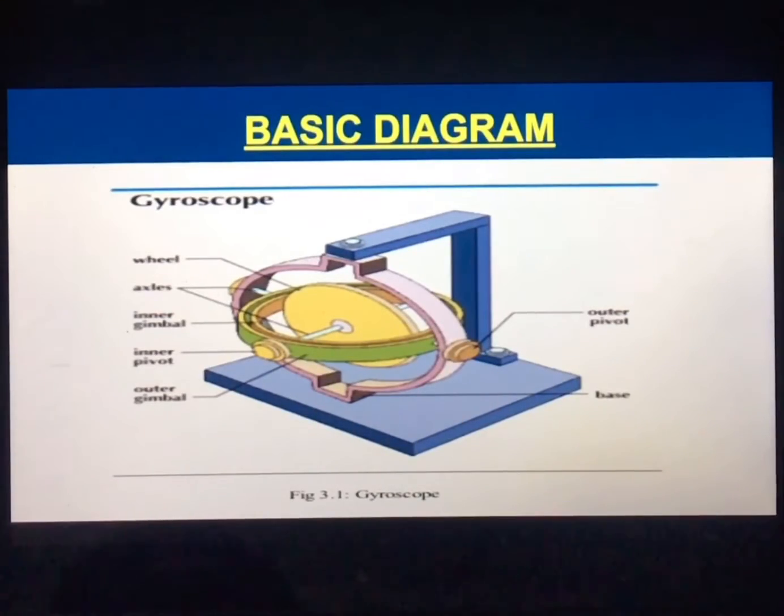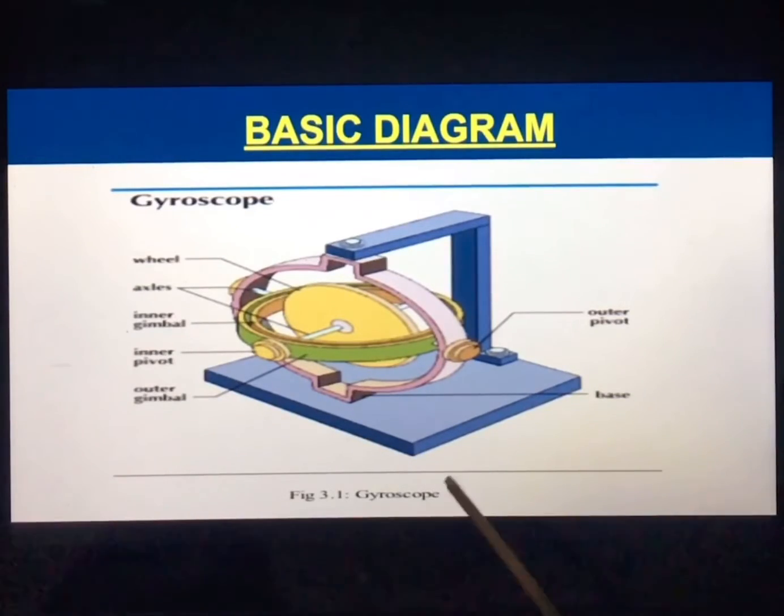Let's say the axis of rotation is the x-axis. This wheel is motorized and rotates at very high RPM. The inner gimbal is again pivoted with the outer gimbal at 90 degrees. As you can see in the figure, this inner gimbal, the green gimbal, is pivoted to the outer gimbal, the pinkish gimbal, at a 90 degree angle to the previous axis. Let's say the axis of rotation of this green gimbal is the y-axis for easy understanding.